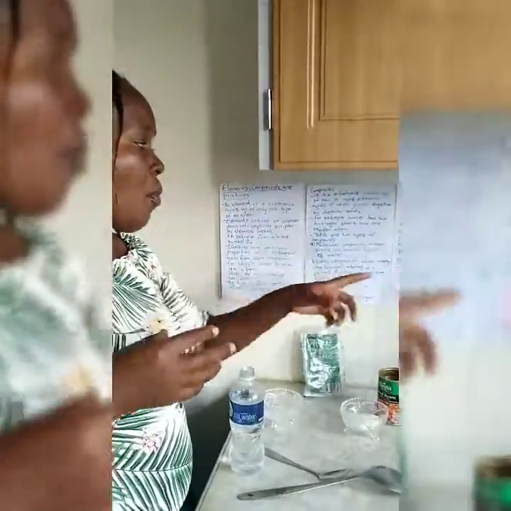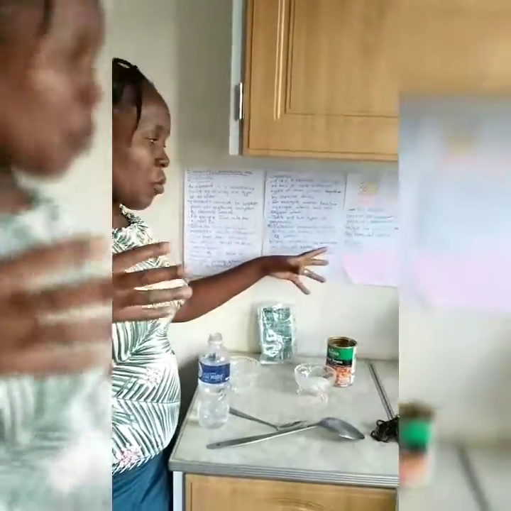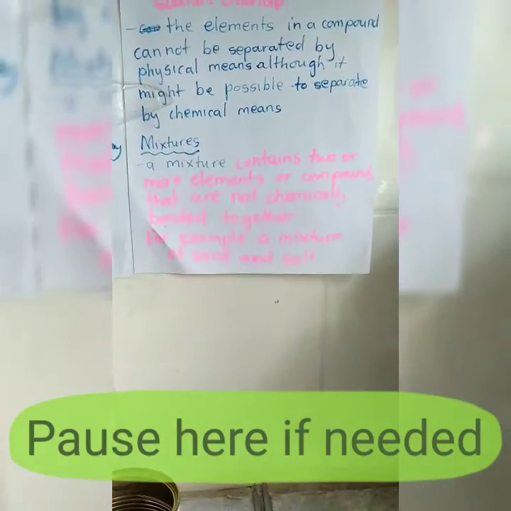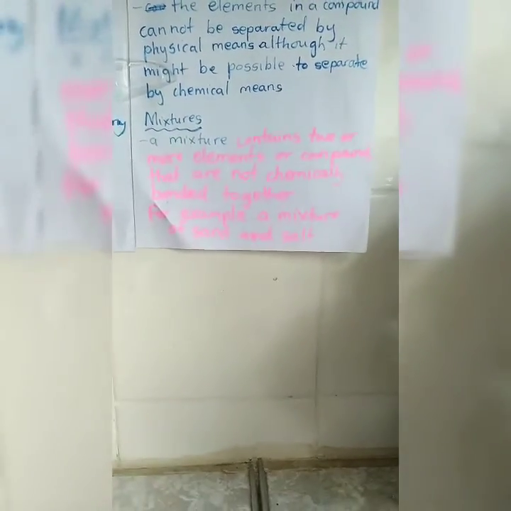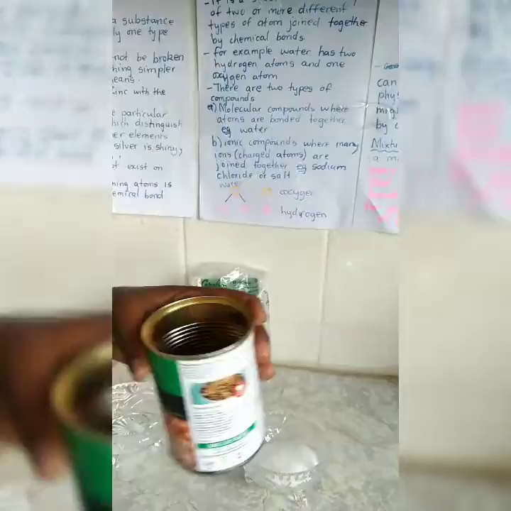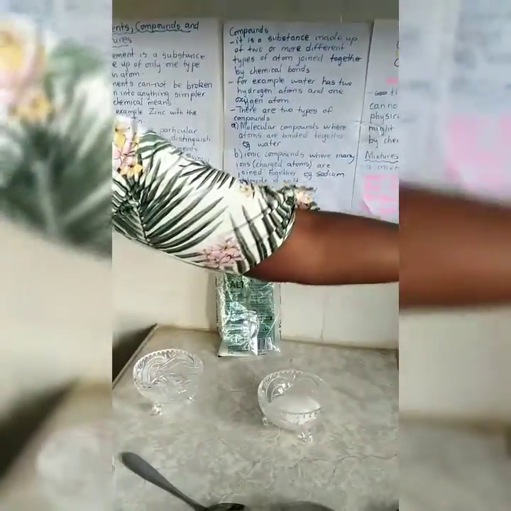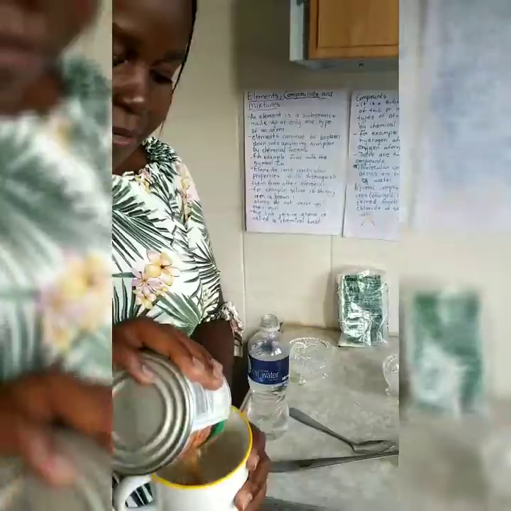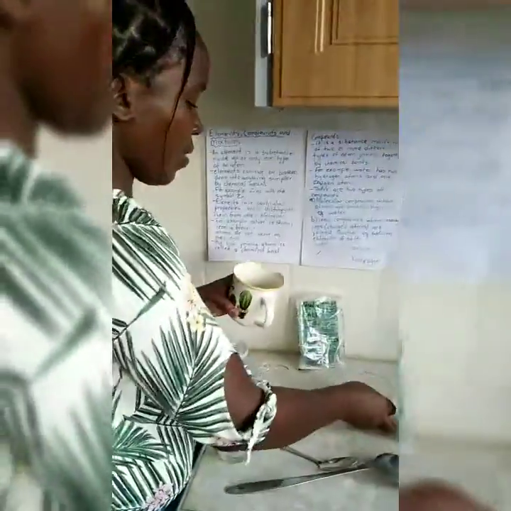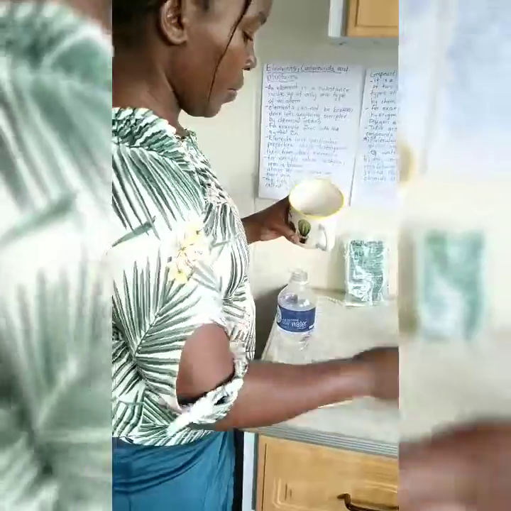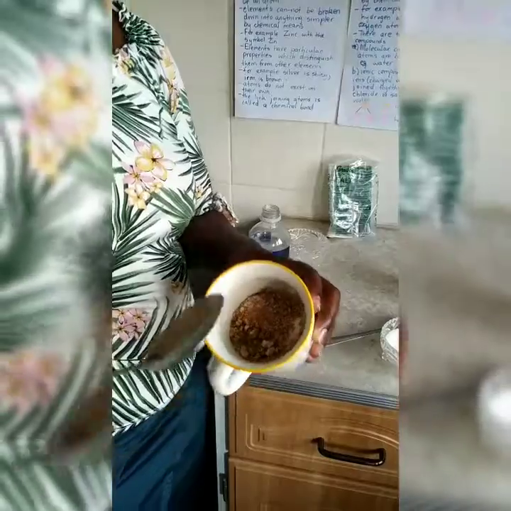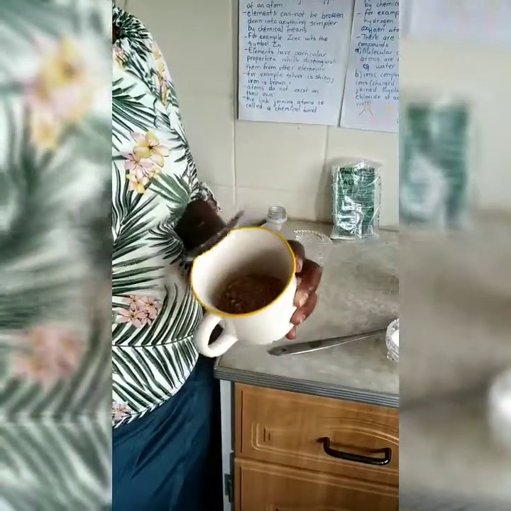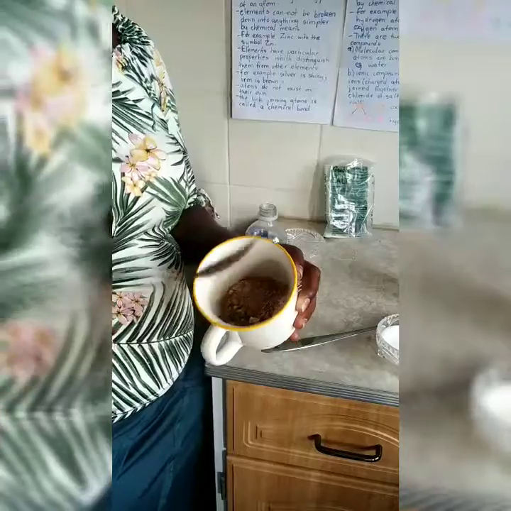Mixtures contain two or more elements or compounds that are not chemically joined together, that are not chemically bonded together. For example, we take this salt, and there is sand. This is sand, and then we put salt, and then we mix. We form just a mixture, which is a mixture of an ionic compound, that is sodium chloride, and sand.